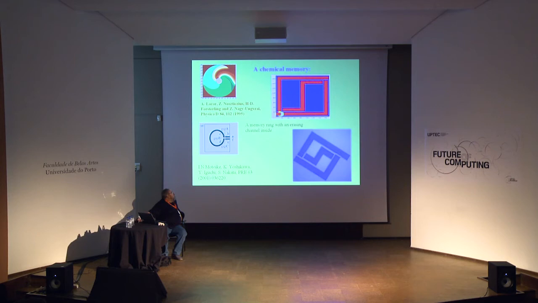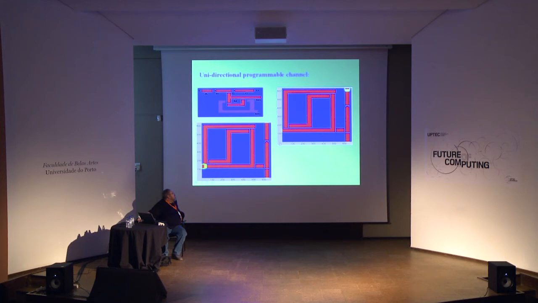We can make memory. Maybe I show you the memory here. Memory is a kind of ring in which a signal propagates. So the signal propagates around the ring, and we can kill it by sending a counter-propagating signal from the central part. So we can make memory with chemistry. We can use this memory. I hope it works. Yes.